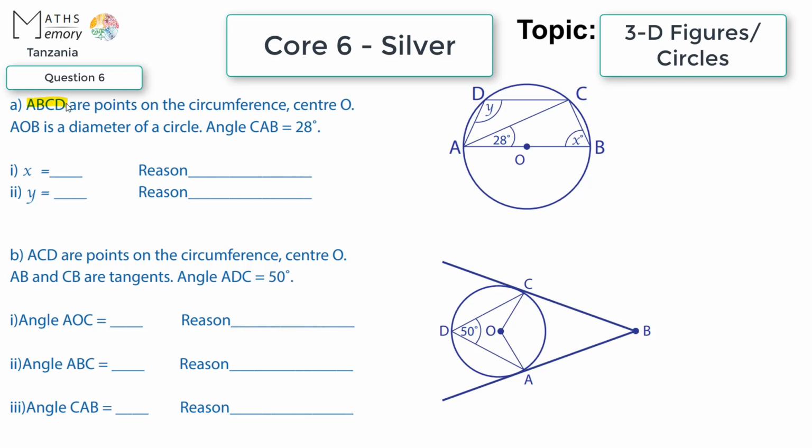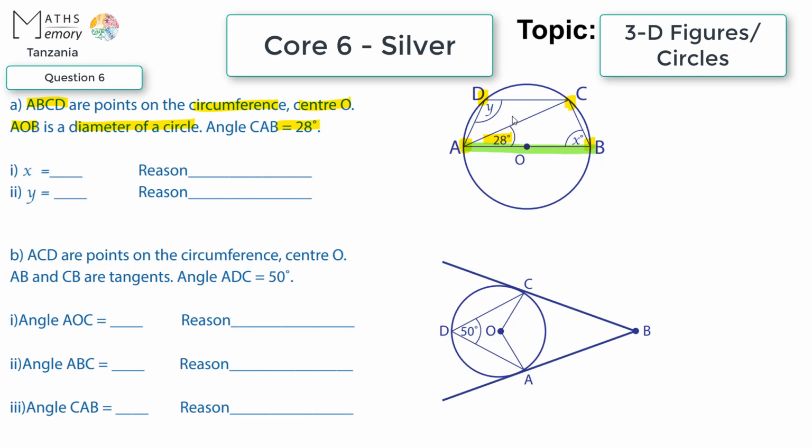A, B, C, D are points on the circumference, center O. AOB is a diameter of a circle. CAB is 28 degrees. Now let's look at our key features. What can we see from over here? Well, A, B, C, D. This looks like a cyclic quadrilateral because there are 4 points on a circumference. That could help us. It may not. Anyway, that's a key feature. AOB is a diameter. That could help us. What else? I think that's about it really. So let's look at the questions. Let's delve down into this.